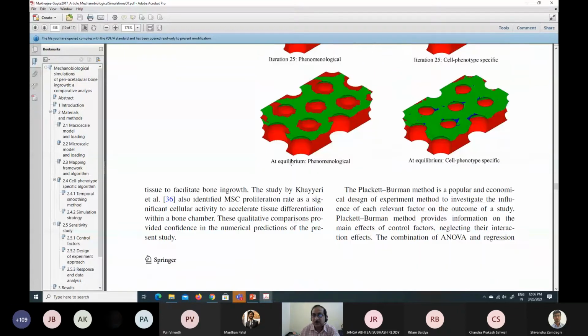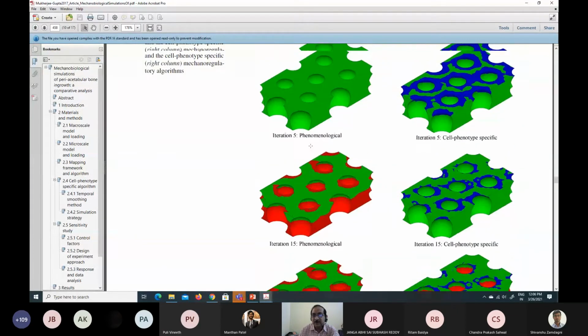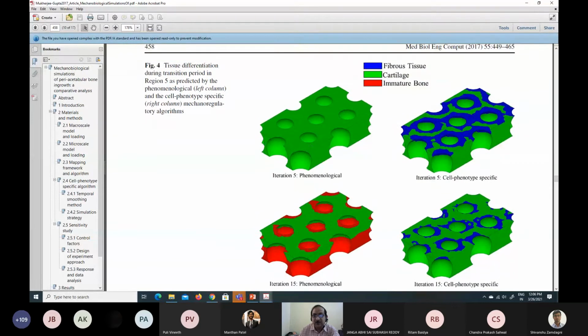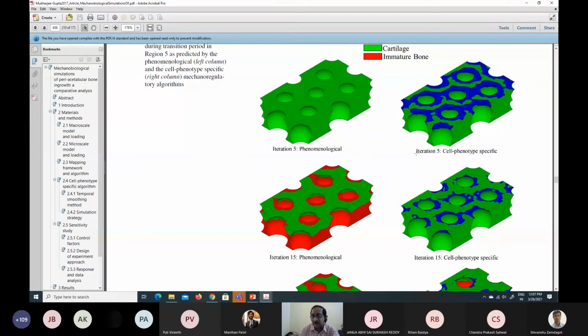And of course a host of the different kinds of things. But if you look at this paper, tissue differentiation during transition period in region 5, as predicted by the phenomenological model and the cell phenotype. See the differences very clearly. Okay, this is an intermediate step.